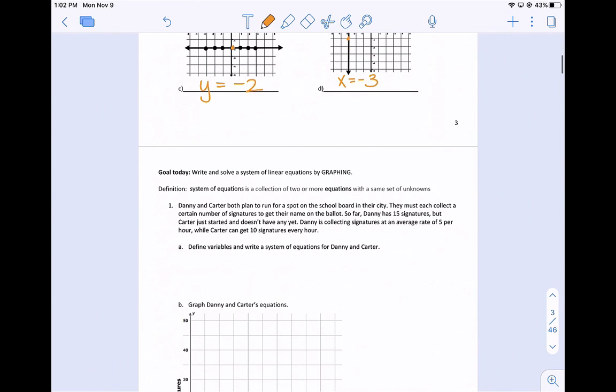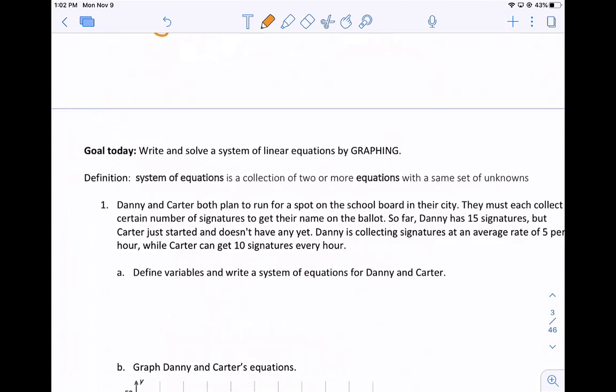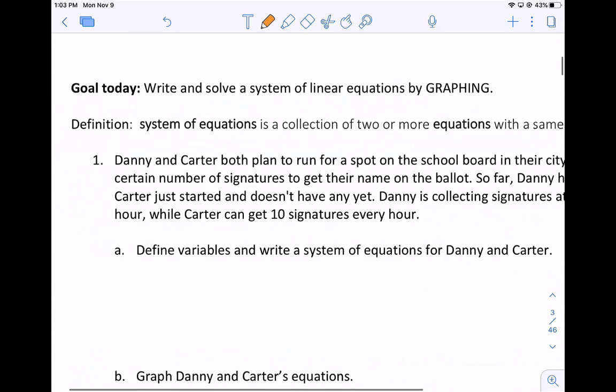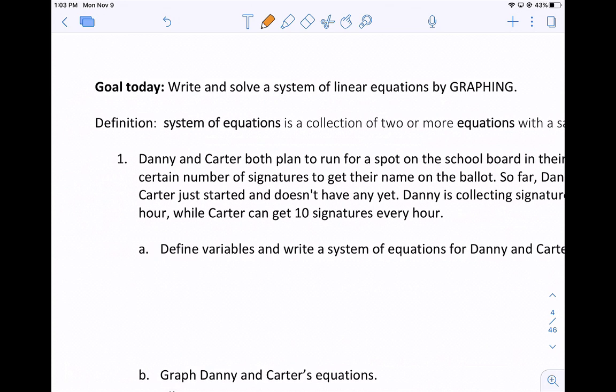So your goal today is to write and solve a system of linear equations by graphing. So definition, a system of equations is a collection of 2 or more equations with the same set of unknowns. So a system is 2 or more equations. So let's take a look at the first situation.